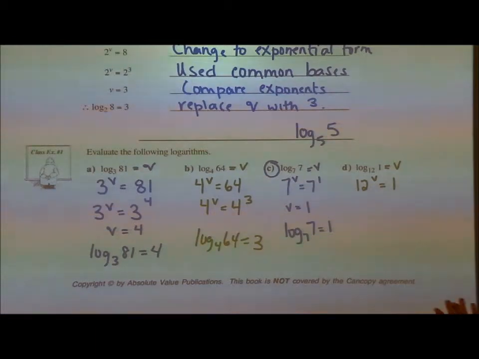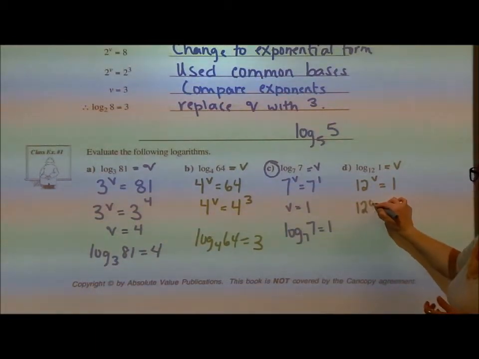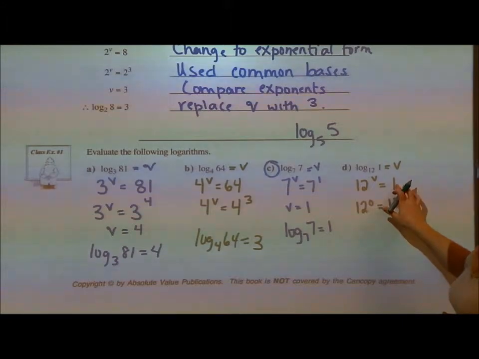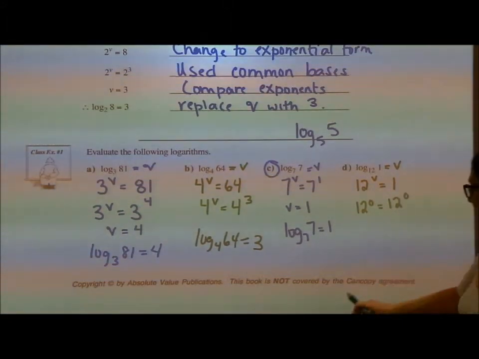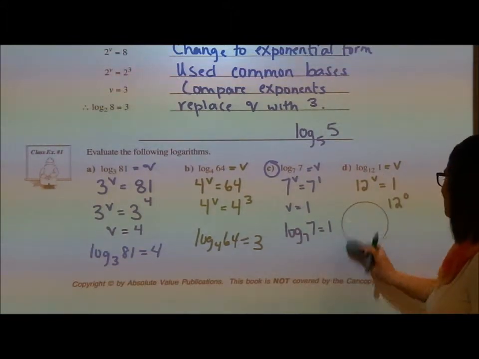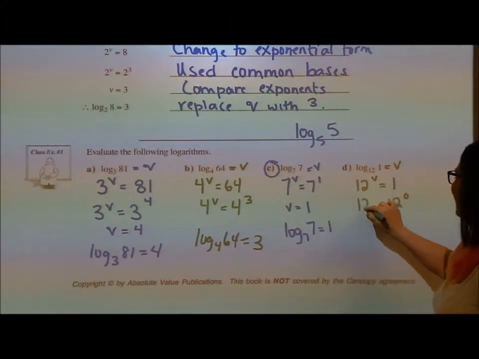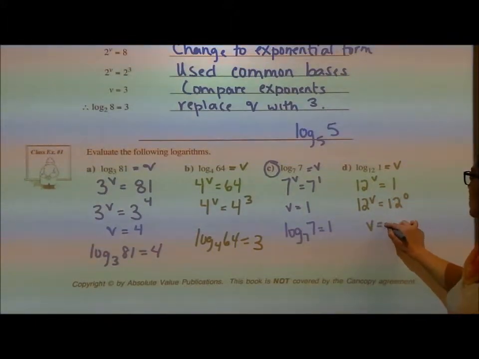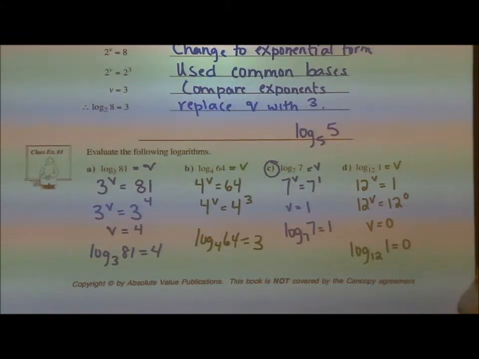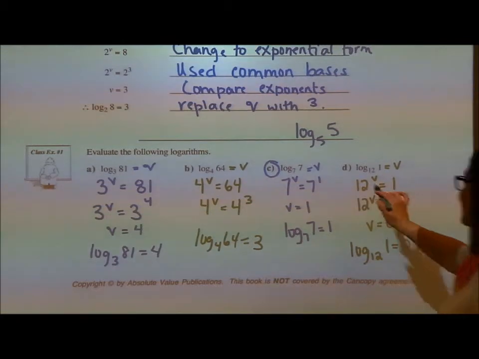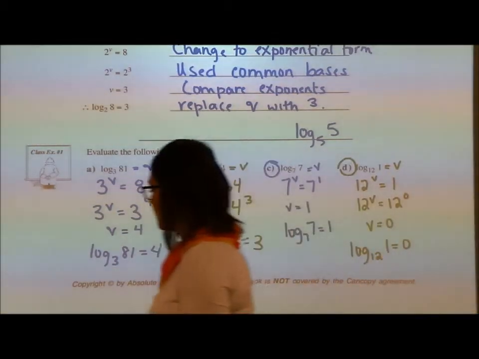And when I'm writing common bases, I want this 1 to be written as 12 to the power of something. 0. Because I wrote 0 on the other side. So then v is equal to 0. So then log base 12 of 1 would be equal to 0. What about log base 5 of 1? 0. Log base anything of 1 is going to be equal to 0. So this is another important property to realize.